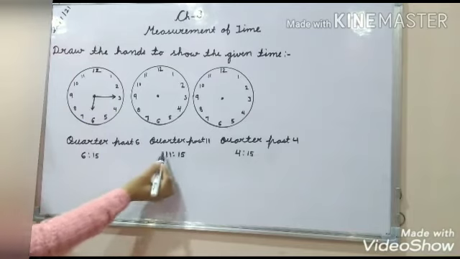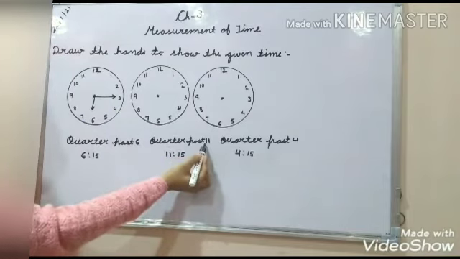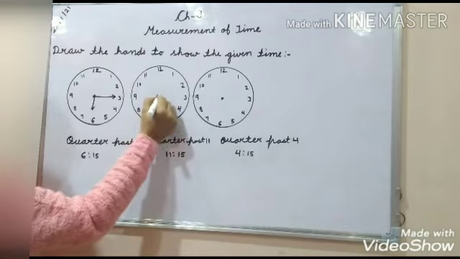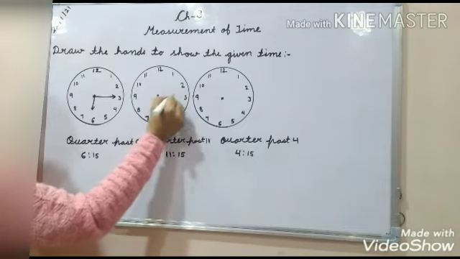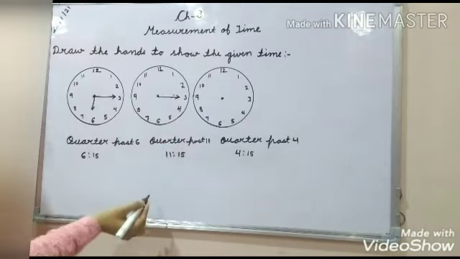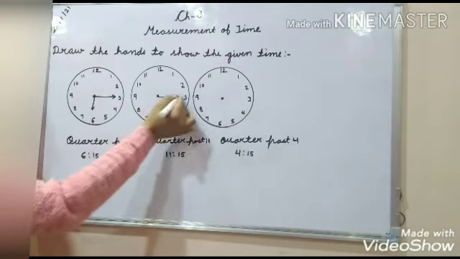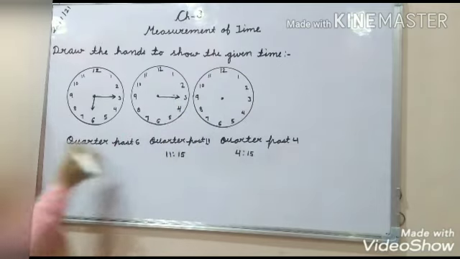Okay. Now for this clock, what do we have to show? Quarter past 11. So first you draw the longer hand at 3. The longer hand will be at 3. Quarter past, we always draw the longer hand at 3. And now that is 11. Quarter past 11 has been given here.